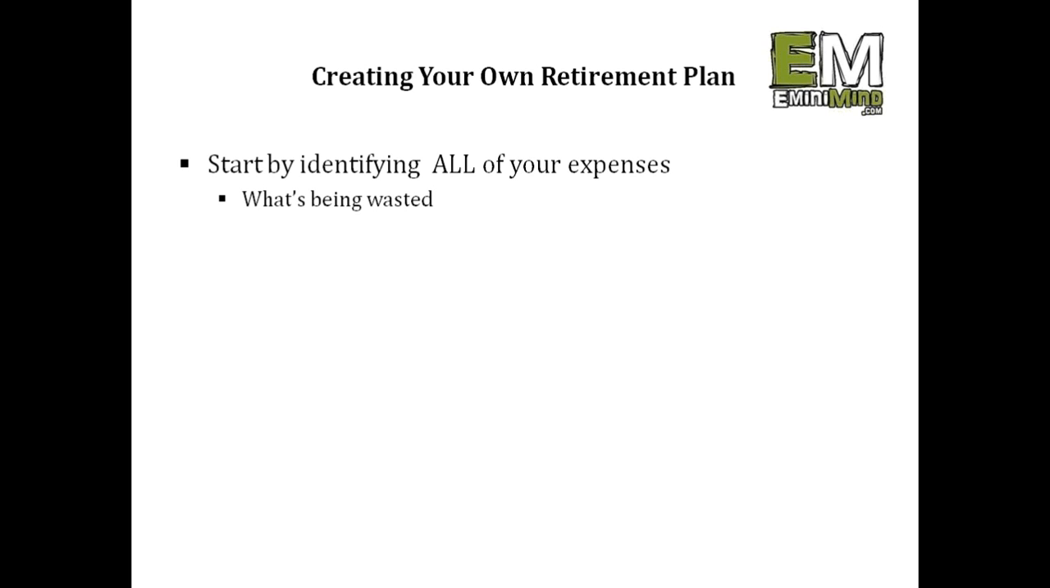And so, let's talk a little bit about creating your own retirement plan. I think it's really important to just sit down and start by identifying all of your current expenses and find out if there are areas that you can cut back on, things that are being wasted, and then find out what you can eliminate. Because when you can determine your yearly expenses, then you can set some sort of dollar goal that you're looking for achieving.